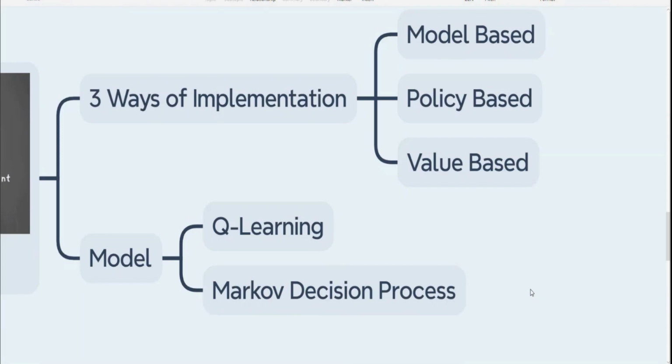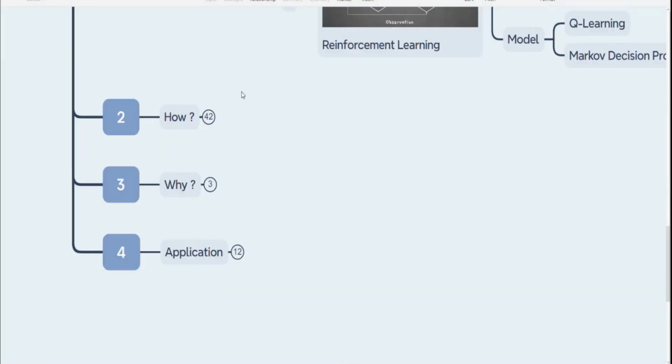There are three different ways we can implement reinforcement learning. It can be model based, policy based, or value based. And in the model based, again, we have two algorithms, like Q learning, or we can use the Markov decision process. Next, we are going to see how we can learn this machine learning concept.